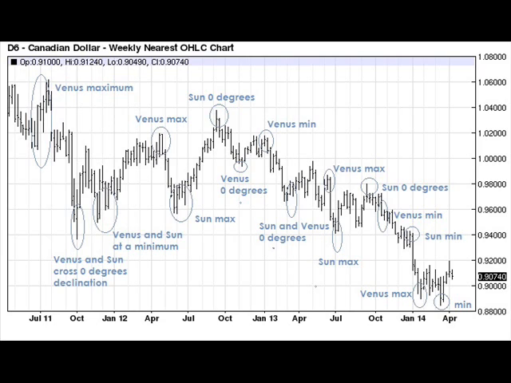This chart goes back all the way to July 2011, and if you study the various points that I've denoted on the chart, I think you'll agree that Venus and Sun declination occurrences are a very powerful tool that a person can take full and fair advantage of when trying to assess whether or not there's going to be a change of trend or a change of sentiment in the Canadian dollar.